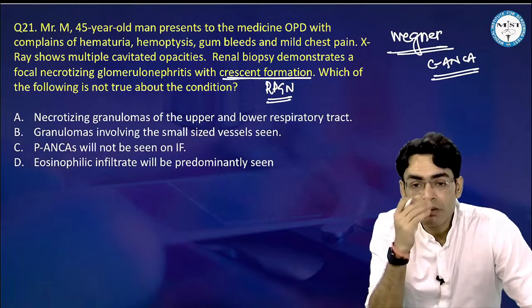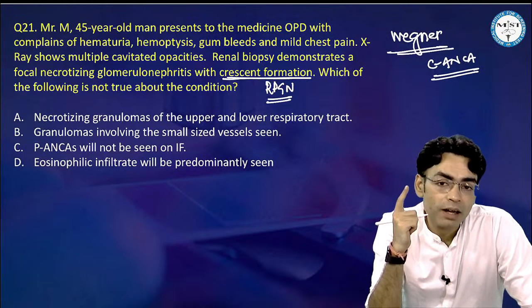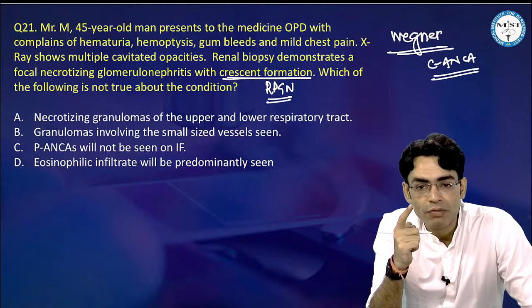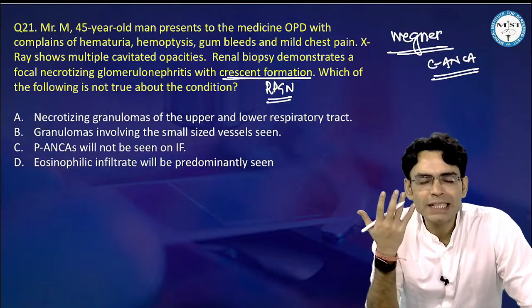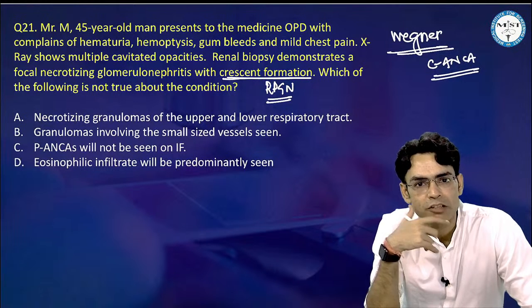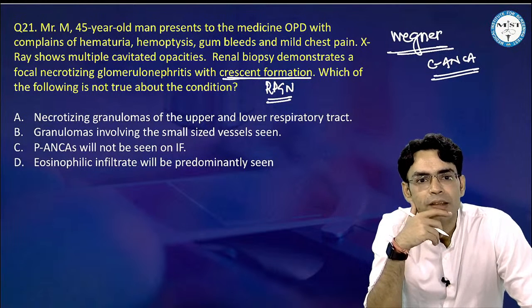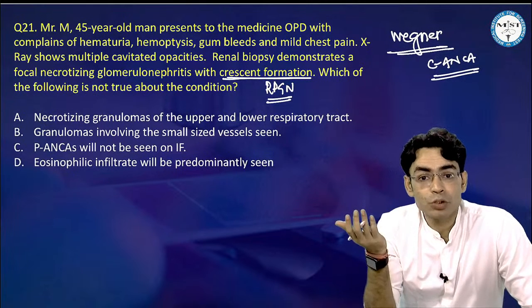In vaginous, it will be involving your skin, causing purpura, kidney, causing RPGN, rapidly progressive glomerulonephritis, and our respiratory tract, causing the upper and lower respiratory symptoms. So gum bleeds, your hemoptysis, all this can happen. Necrotizing granuloma of the upper and lower respiratory tract, it is correct. Granulomas involving the small size blood vessels, yeah, absolutely correct.